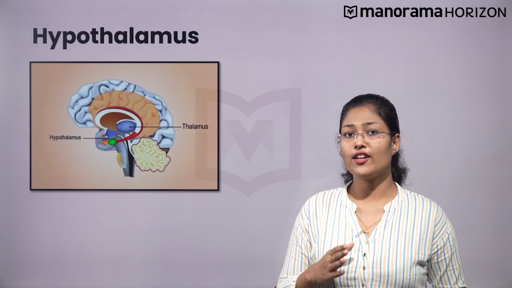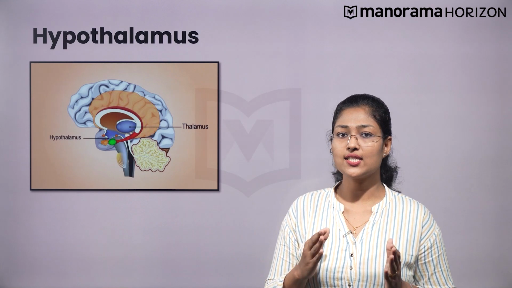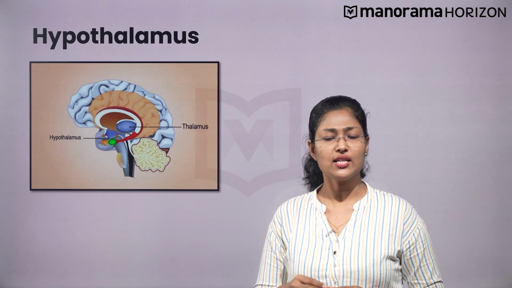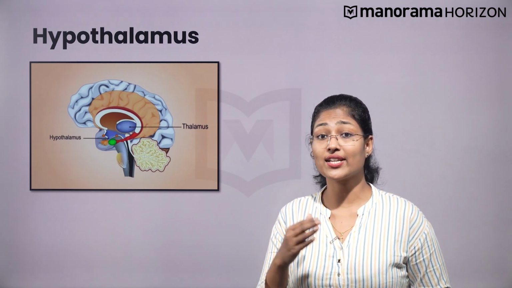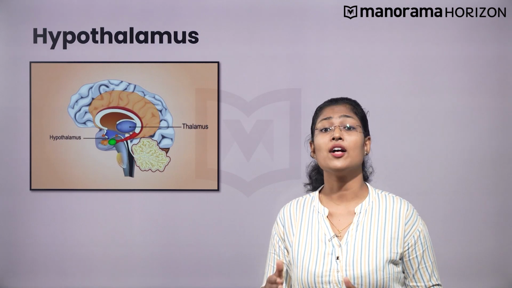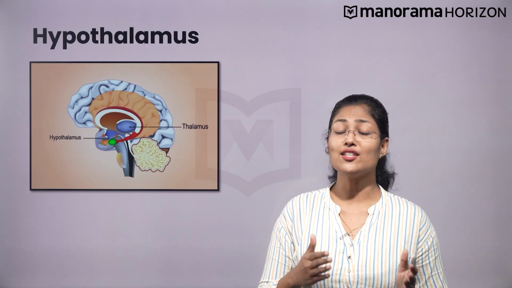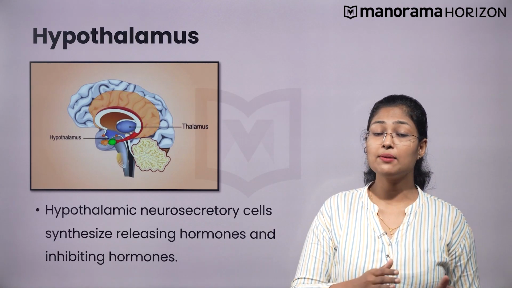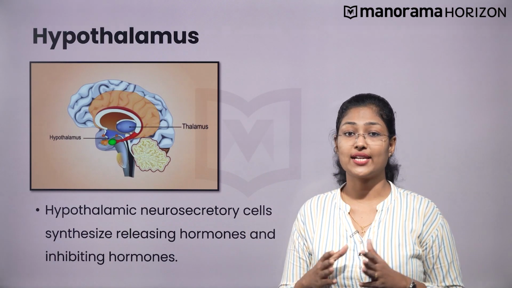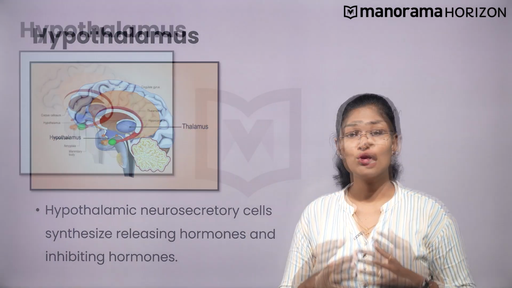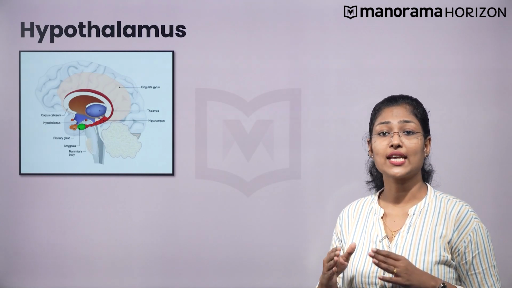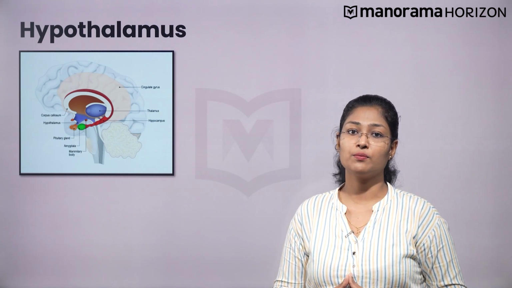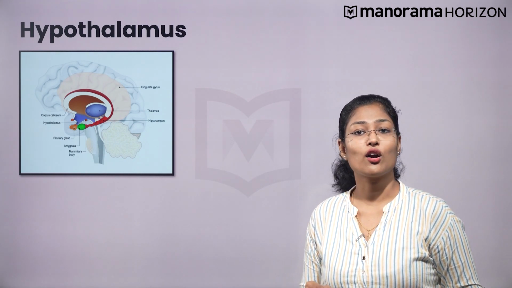Recall that the diencephalon of the brain, that is the forebrain, consists of the hypothalamus and the thalamus. Being a part of the brain, the hypothalamus has regulatory centers for hunger, sleep, thirst, body temperature and water balance. But this small region of the brain serves as a link between the nervous and the endocrine systems. Can you tell me how? The hypothalamus has a group of neurosecretory cells that synthesize releasing hormones and inhibiting hormones. These groups of cells are called nuclei.